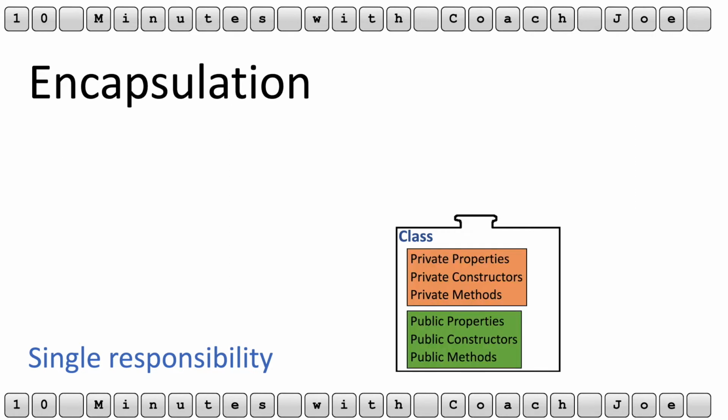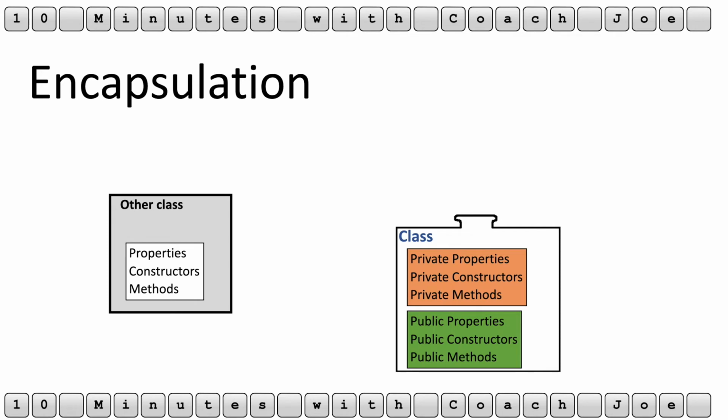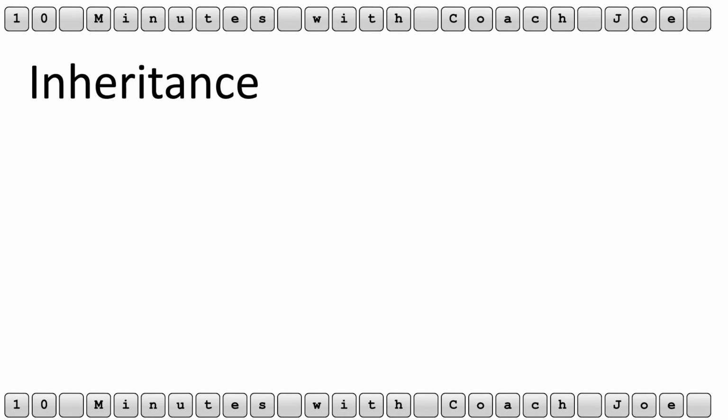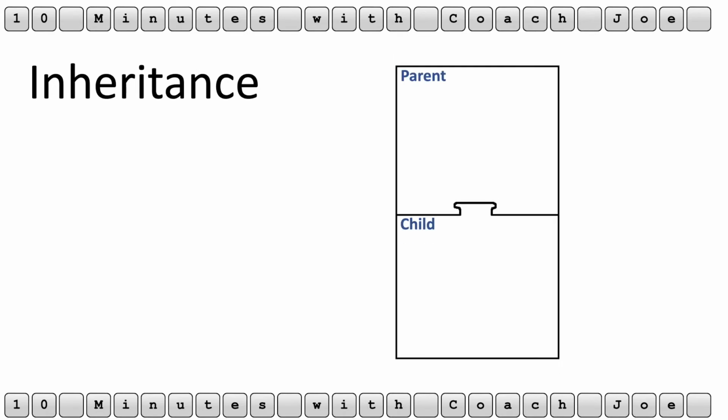Properties can be public or private. Constructors and methods can be public or private. Expose constructors, properties, and methods to other classes that need to know this information. Hide constructors, properties, and methods from other classes that do not need to know the inner workings. This is data hiding. Inheritance is accomplished by taking two classes and connecting them together in a parent-child relationship.